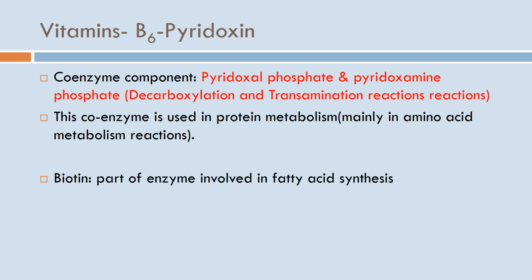Vitamin B6 or pyridoxine. It's a component of coenzyme, and it is present in the form of pyridoxal phosphate, pyridoxamine phosphate. Its major role in decarboxylation and transamination reactions. So you can say this coenzyme is required in protein metabolism or mainly in amino acid metabolic reactions. Next vitamin is the biotin. It is a part of enzyme that involved in the fatty acid synthesis.